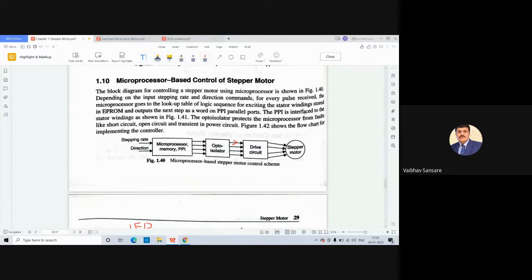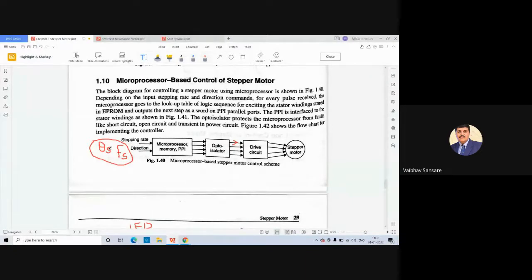Depending upon the input stepping rate and the direction command, what input is provided to this microprocessor? That input is actually the stepping rate, that is, how much stepping rate is required. The second is direction. In addition to the stepping rate and direction, we can provide other inputs also, such as theta s, which is the step angle required, and fs, which is the stepping frequency required. We can provide these inputs to the microcontroller, and we require these desired parameters at the stepper motor side.